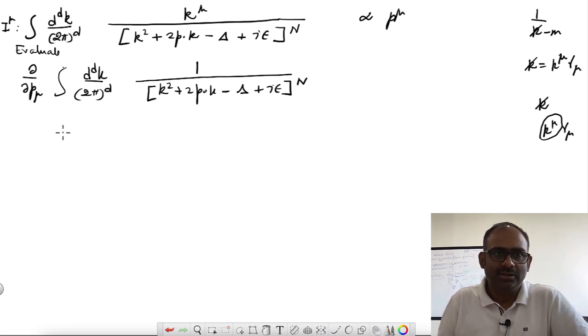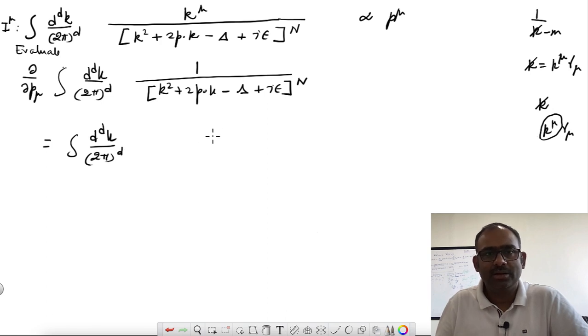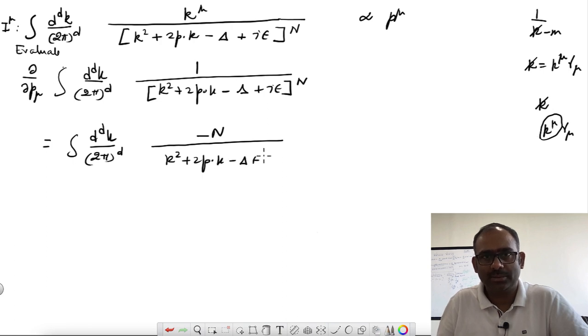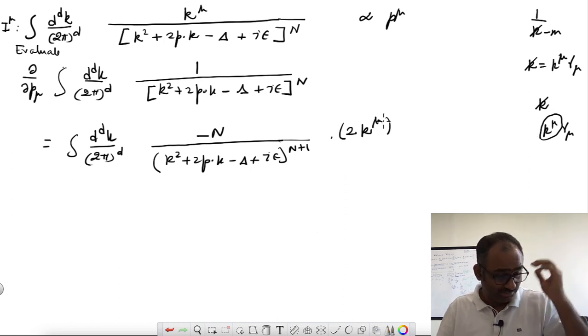Okay, so this will give you the integral d^d k over (2 pi)^d, minus n over (k square plus 2 p dot k minus delta plus i epsilon) to the power n plus 1, into 2 k mu. Differentiating this will give you 2 k mu. So that is what you get.